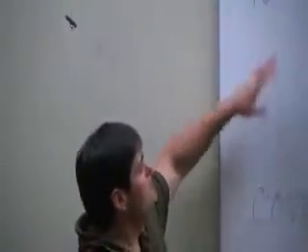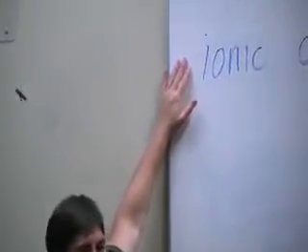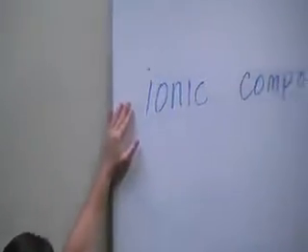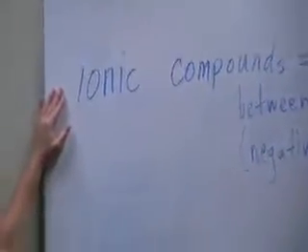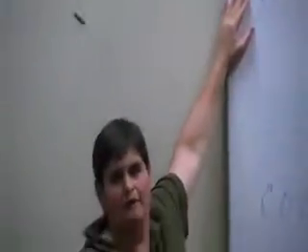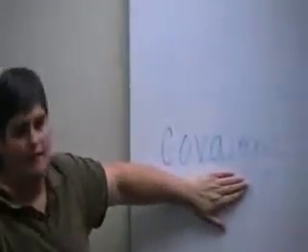Now, what we're going to do is start with ionic compounds and learn how to name those, because there's a couple of different types that we need to look at. They're still ionic compounds, and then we'll look at the covalent compounds. All right? So let's look at ionic compounds.